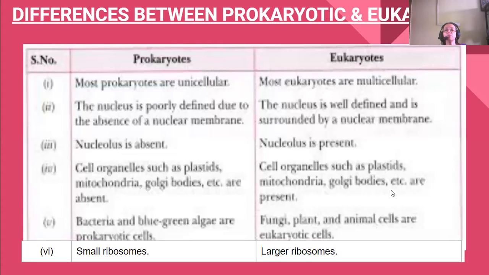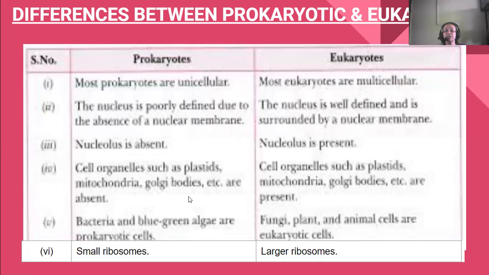So, difference between the prokaryotes and eukaryotes. First, prokaryotes are generally unicellular, and eukaryotes may be multicellular also. In prokaryotes, the nucleus is poorly defined due to the absence of nuclear membrane, but in eukaryotes it is well defined with the presence of nuclear membrane. The nucleolus is absent in prokaryotes, whereas in eukaryotes the nucleolus is present.